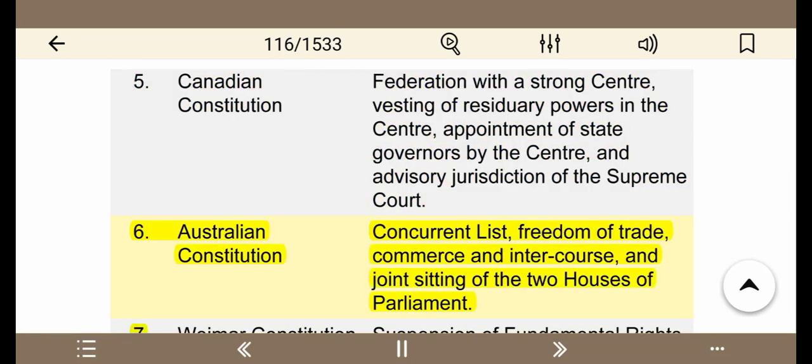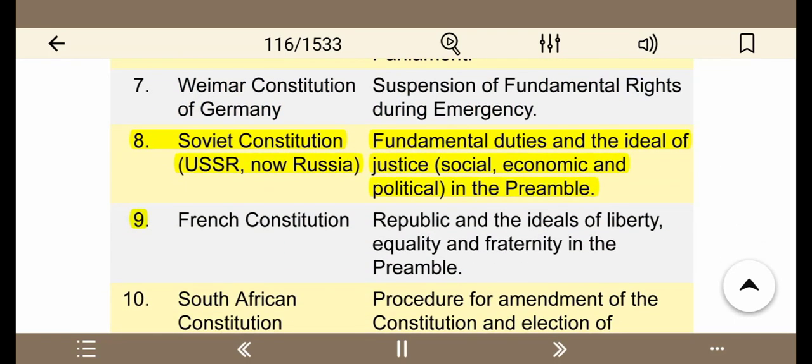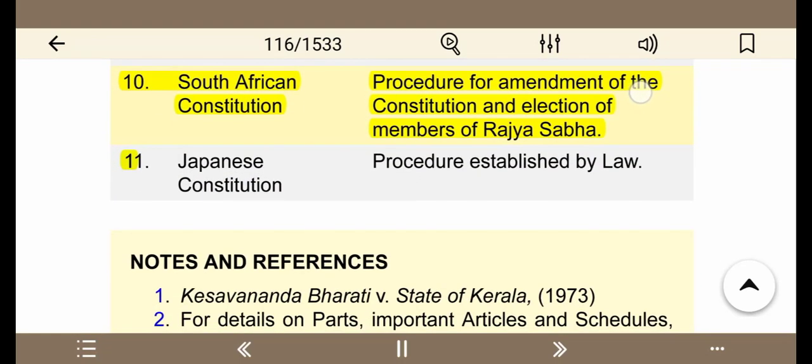6. Australian Constitution: Concurrent List, freedom of trade, commerce and intercourse, and joint sitting of the two houses of Parliament. 7. Weimar Constitution of Germany: suspension of fundamental rights during emergency. 8. Soviet Constitution (USSR, now Russia): fundamental duties and the ideal of justice, social, economic and political in the preamble. 9. French Constitution: Republic and the ideals of liberty, equality and fraternity in the preamble. 10. South African Constitution: procedure for amendment of the Constitution and election of members of Rajya Sabha. 11. Japanese Constitution: procedure established by law.